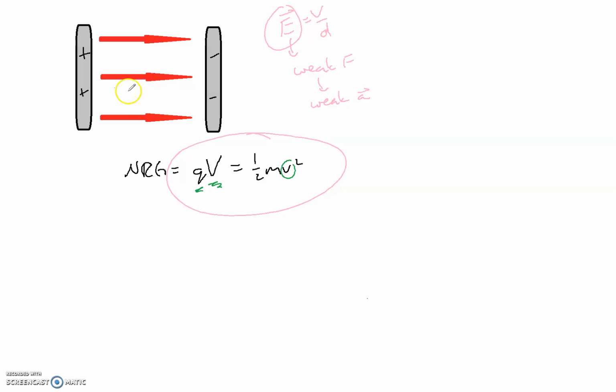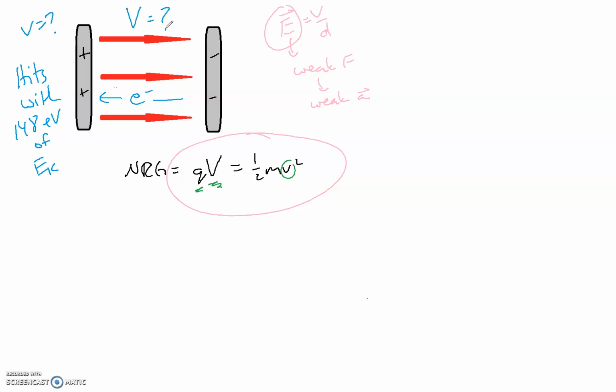Let's use an electron. The electron goes flying across. Of course, it will go to the left. It flies across and it hits the other side. And let's say it hits with 148 electron volts of kinetic energy. And I want to know how fast was it going? So how fast is it going when it hits on this side, and what is the potential difference between the plates?